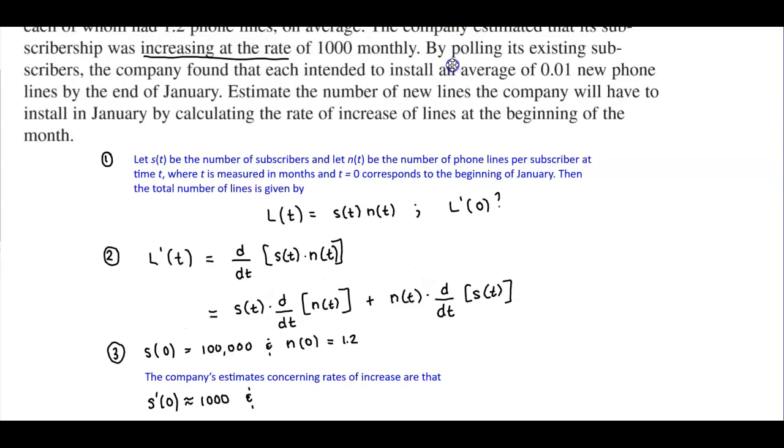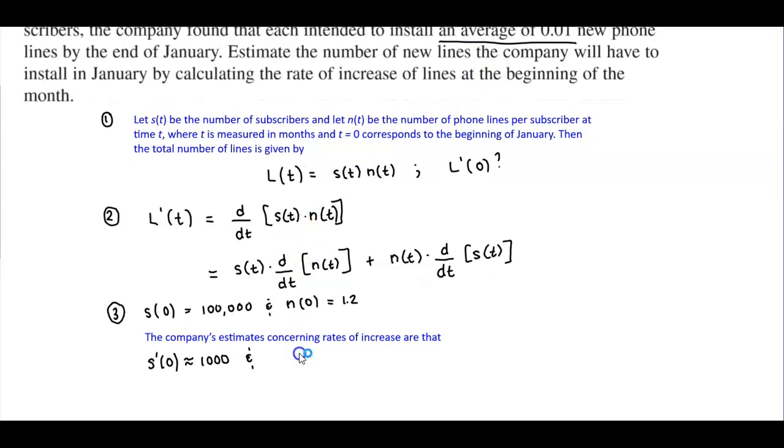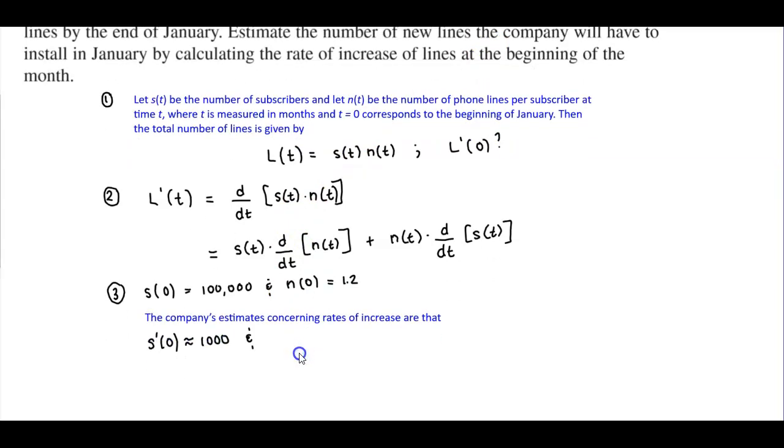Then it says that by polling its existing subscribers, the company found that each intended to install an average of 0.01 new phone lines by the end of January. So an average of 0.01. The average is telling us that, again, this is the derivative, but this is the derivative of the phone lines. So N prime of 0 is going to be approximately 0.01.